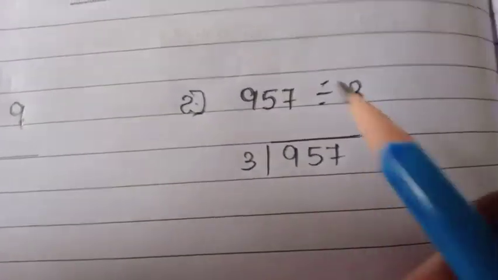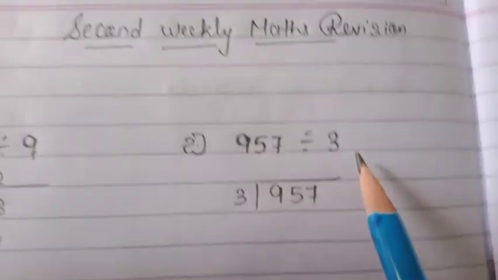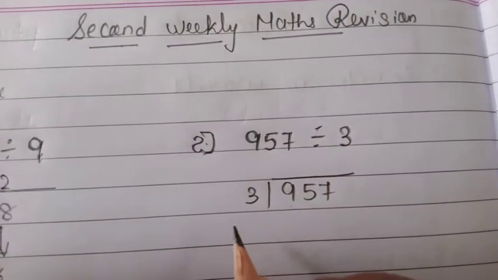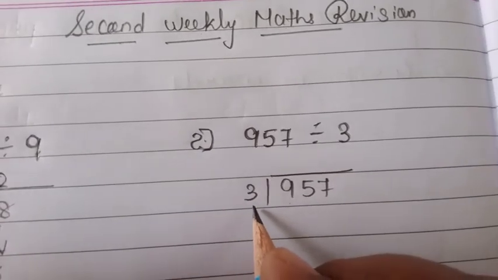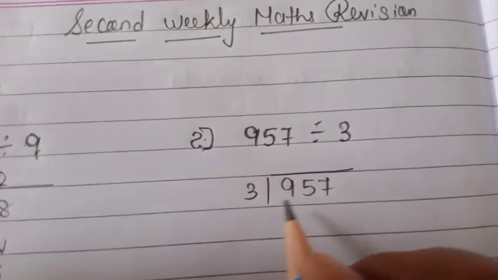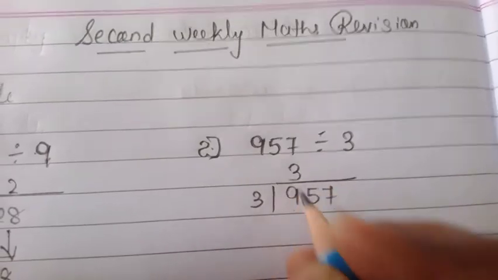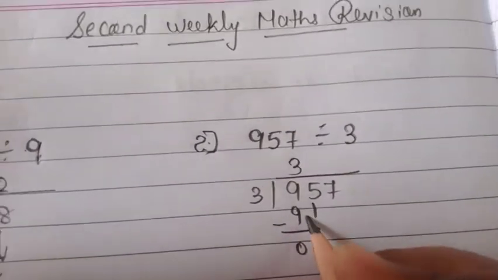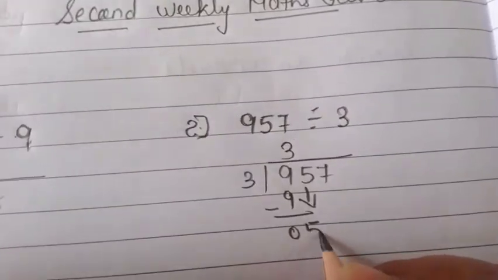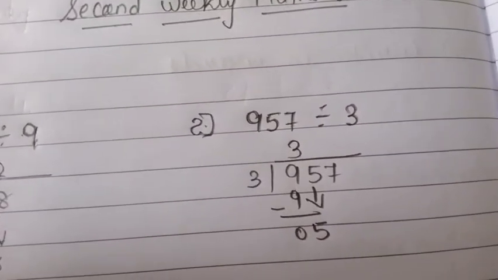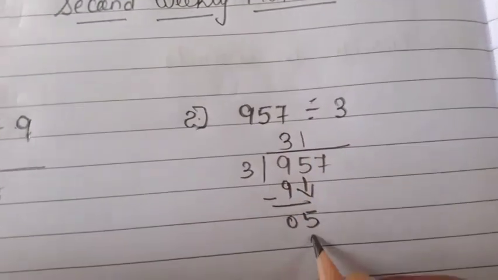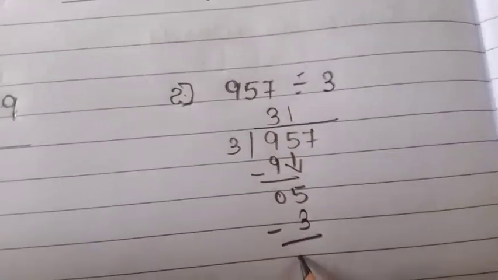Now number 2, 957 divided by 3. So first we will see the first digit, 9. So 9 is bigger than 3, so we can divide. In the 3 table, when 9 will come, 3 3s are 9. Now 9 minus 9, 0. Now we will carry down this 5. In the 3 table, will 5 come? No. So we will write the smaller number, 3 1s are 3. Now 5 minus 3, 2.